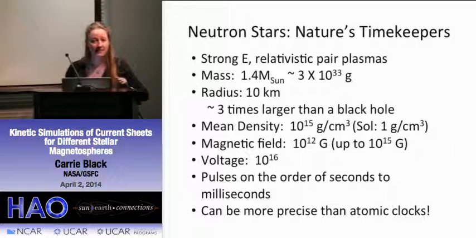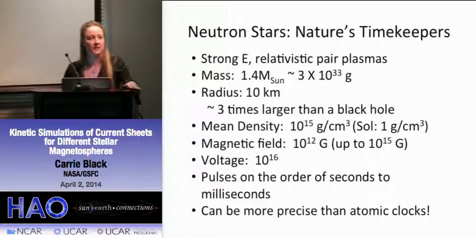Yes? I was just wondering if you're assuming a collisionless plasma. Yes. But for neutron stars, is that still a good assumption? That's a really good question that I don't know the answer to. I mean, for the corona, I'm happy with that, but for the neutron star, it may not actually be.